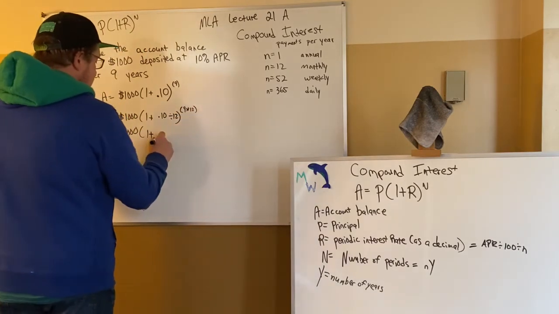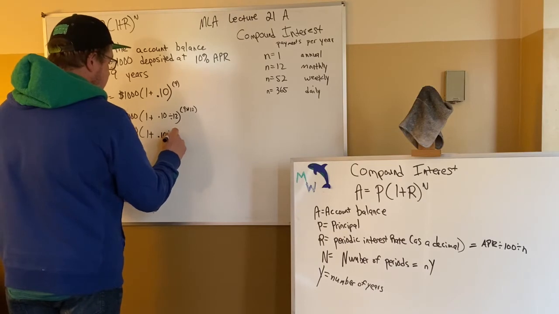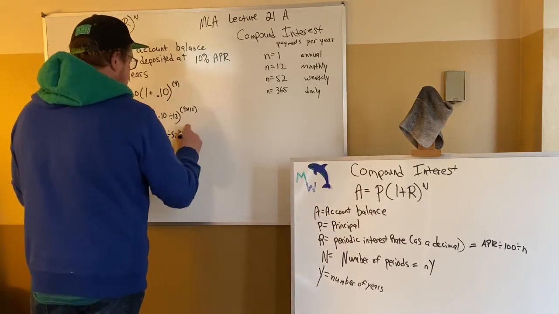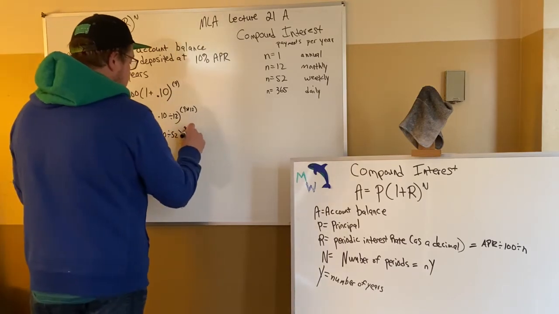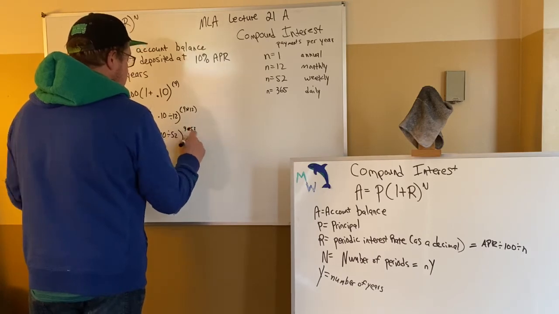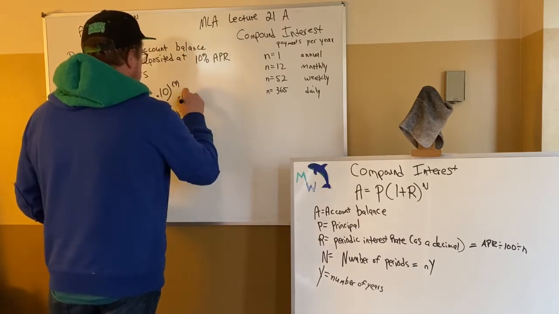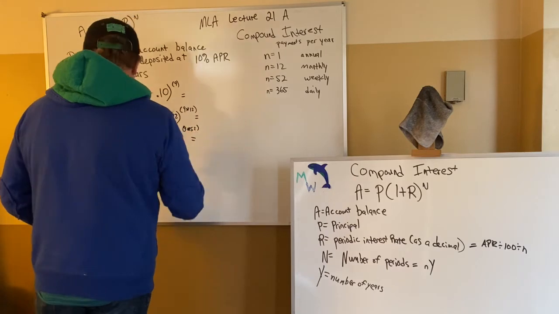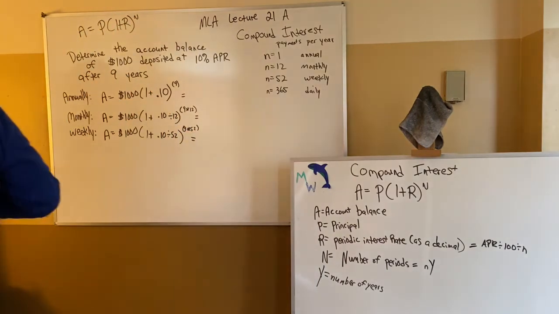And this one is going to take the 10% and divide it into 52 equal wedges and apply that factor 52 times. So I'll get it to the nearest penny for us.